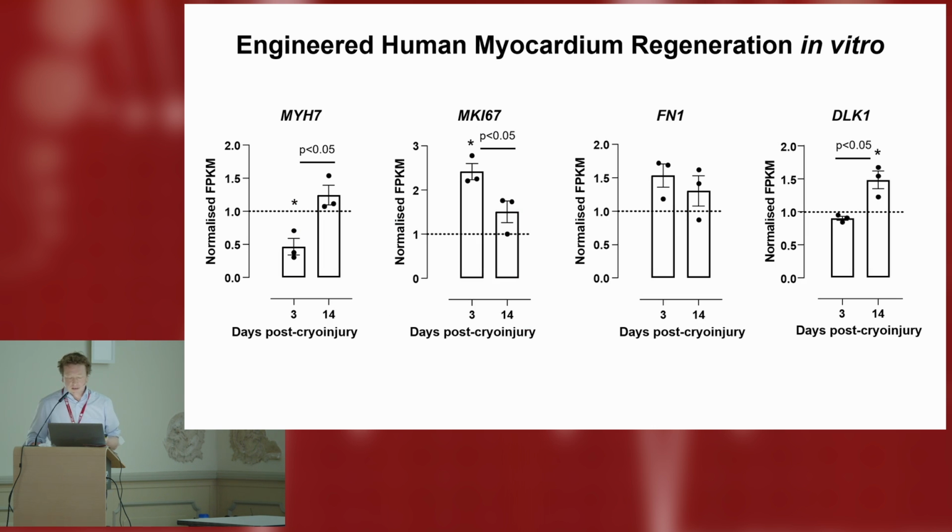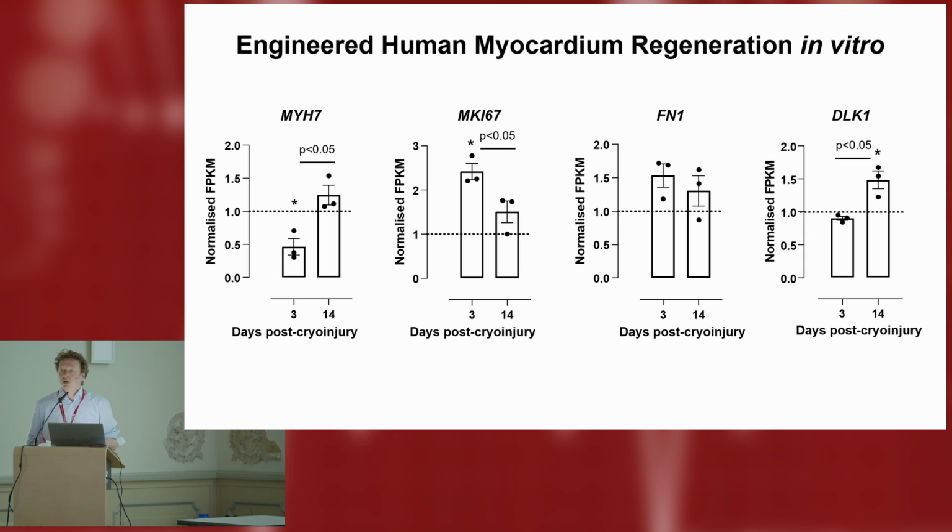Again, also in this model, we see gene changes that you would expect. We have a loss of myosin heavy chain 7, initially an increase in cell cycle markers, an increase in some markers related to the extracellular matrix, and also DLK1, which increases, at least not in the early phase, but in the regenerative phase later on.